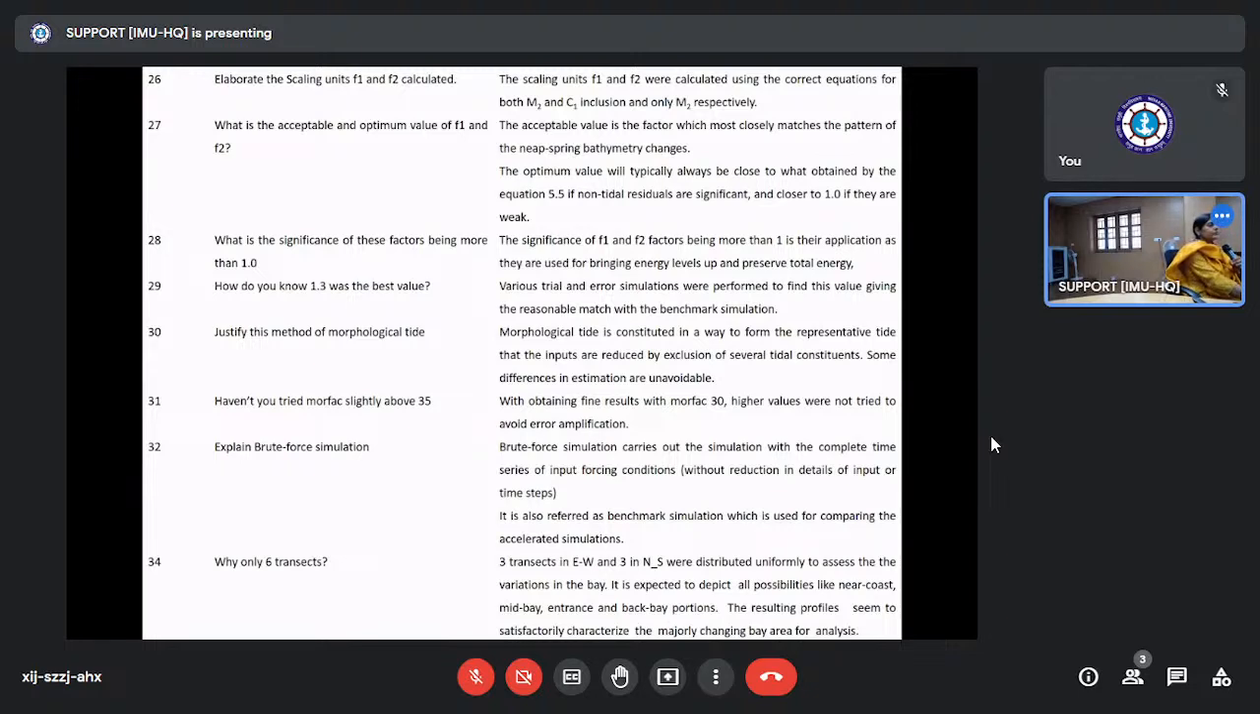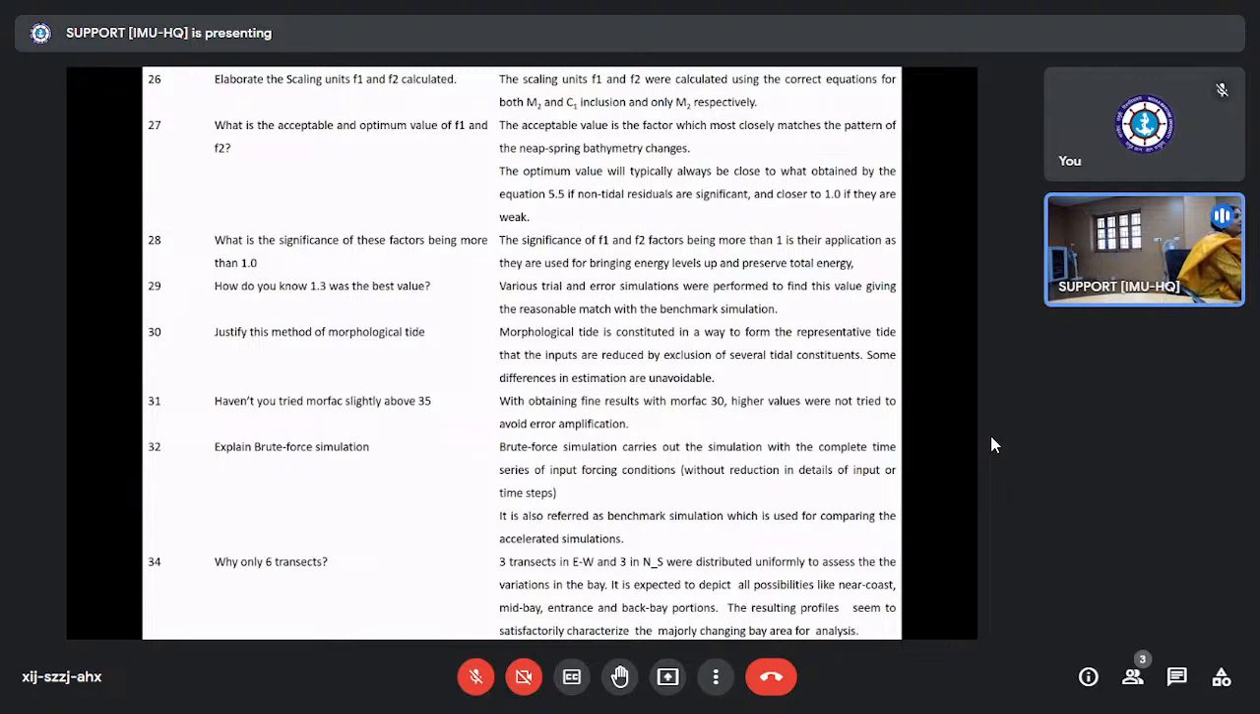The term brute force is creating a problem. When you say brute force, I want this to deform, so I'm using force. That's brute force in physical terms. But then you are representing that as a benchmark simulation wherein you are doing all the physical processes and getting the output. That is not brute force. The terminology of brute force is that you are forcing something.